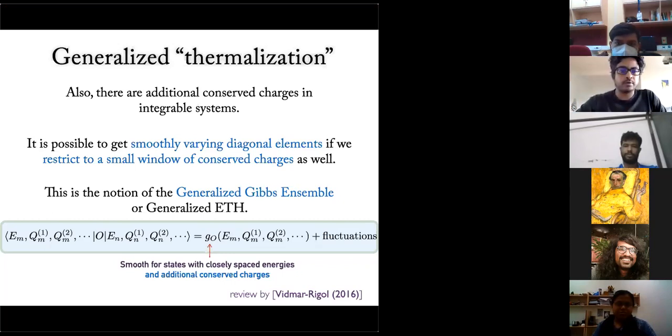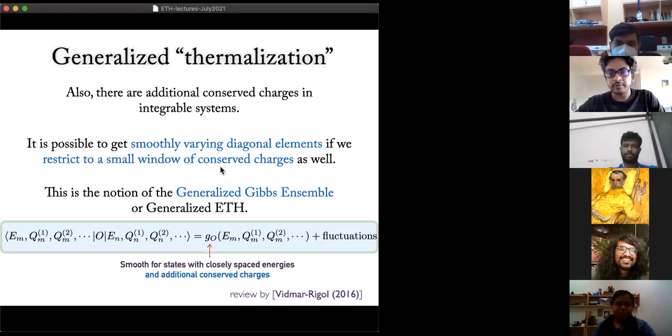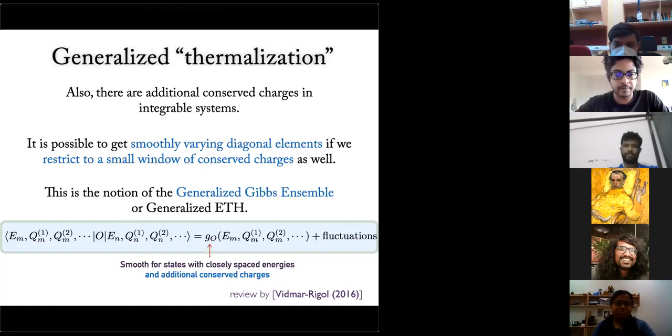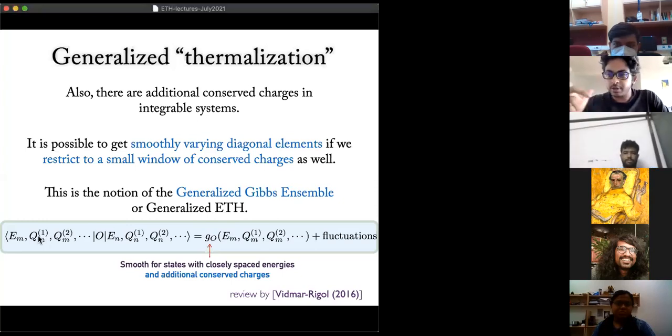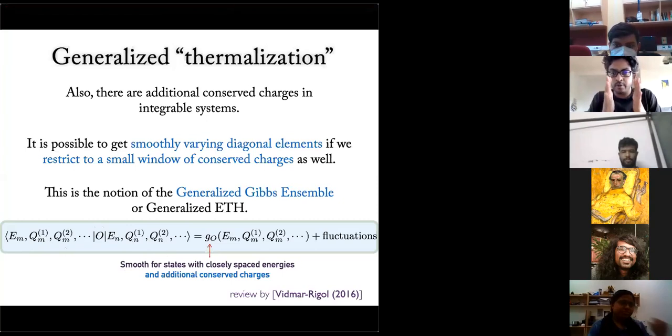However, what you can do is restrict to a small window of energies and also a small window of these additional conserved charges. So you can slightly generalize the ETH ansatz. This was actually one of the questions which Pratik was asking on Slack. Now the states of the integrable theory are going to be labeled not just by the energy, but also by the quantum numbers associated to the conserved charges. Now you can focus on a small window of energies as well as a small window of conserved charges as well.